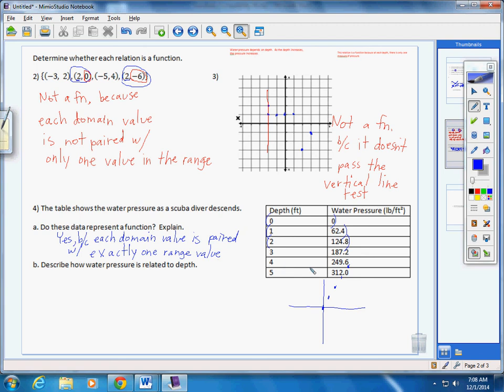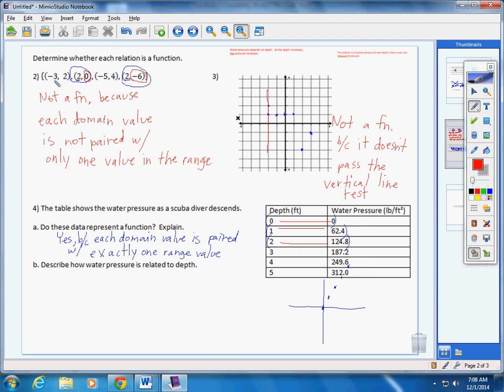Now, some of you are thinking, Mr. Dudek, you did more work than you needed to. That's correct, I did. Some people are visual, though, and they need to see this. If you don't need to see this, and you can just look at these, kind of like we did in number 2, we've got a set of ordered pairs. We've got a relation, for sure, because this is 0, 0, and this is 1, 62.4, and this is 2, 124.8.